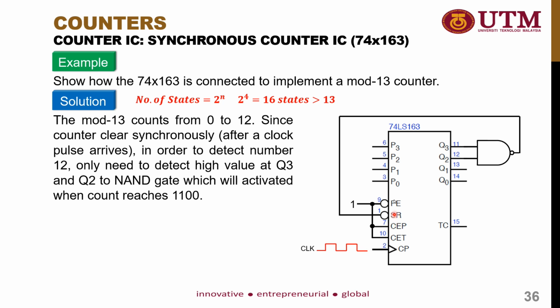And then as you see here, the requirement of the counter is mode 13, so it needs to count from 0 to 12. After it reaches the value of 1100, the counter needs to be reset. So how do we reset the synchronous counter? In order to reset the synchronous counter, you need to give the input 0 to the SR. To give the input of 0, you need to observe what is happening at the output. At 1100, the counter needs to be reset.